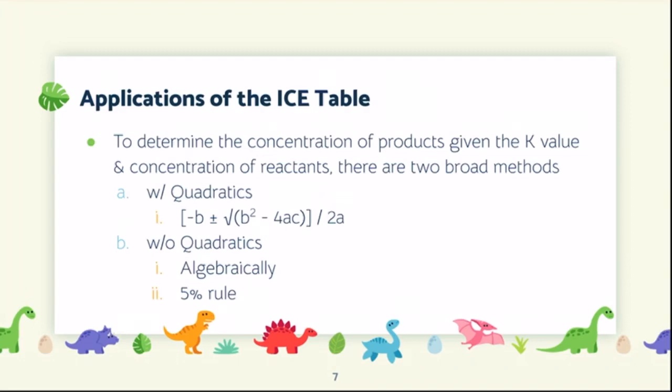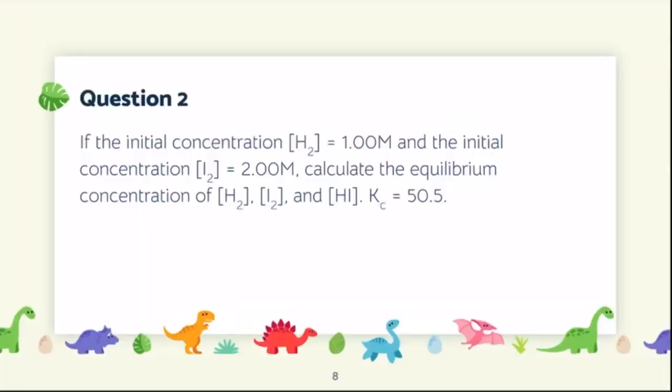If we want to use quadratics, we use something called the quadratic formula, which is negative b plus or minus the square root of b squared minus 4ac, divided by 2a. Without quadratics, we can either solve the problem algebraically or using something called the 5% rule, which we'll go into later. So for this next question, let's use the quadratic formula to try to solve this.